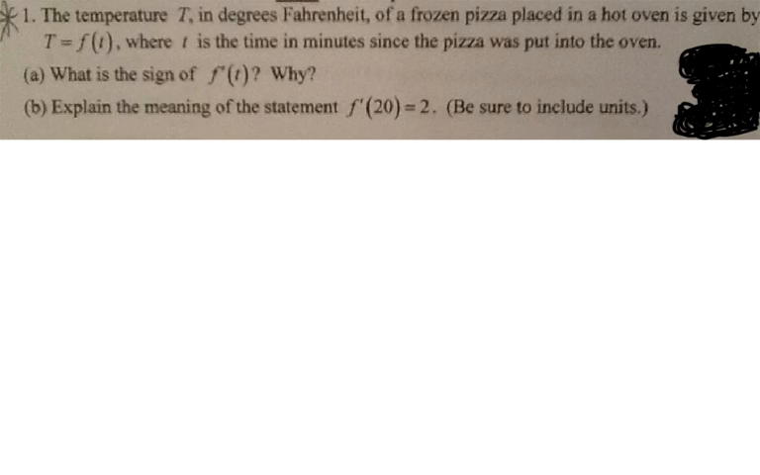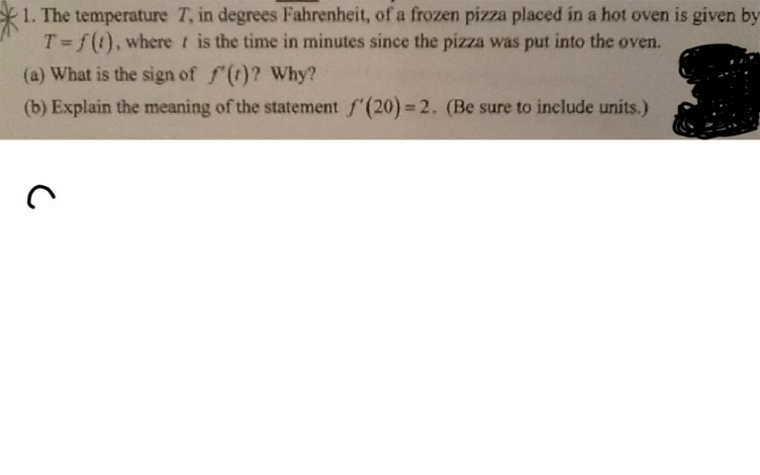So, first one, problem number 1, is the temperature T in degrees Fahrenheit of a frozen pizza placed in a hot oven is given by T equals F of t, where the little t is the time in minutes since the pizza was put into the oven. So, part A here says, what is the sign of F prime of t and why?